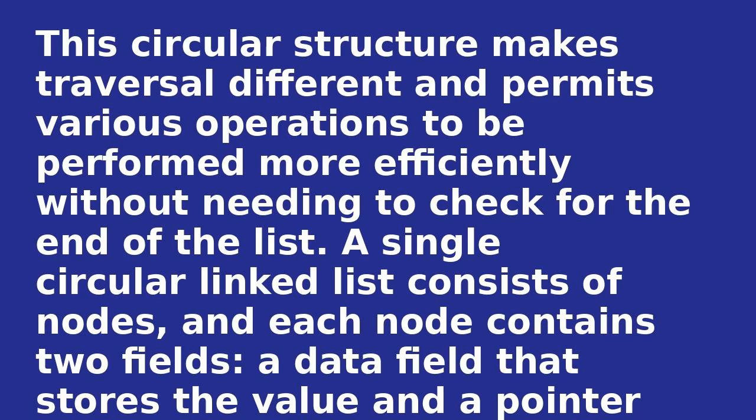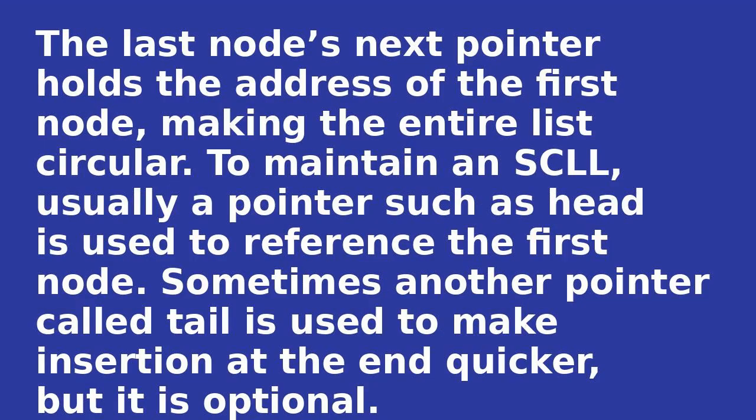A single circular linked list consists of nodes, and each node contains two fields: a data field that stores the value and a pointer field that stores the address of the next node in the sequence. The last node's next pointer holds the address of the first node, making the entire list circular. To maintain an SCLL, usually a pointer such as head is used to reference the first node. Sometimes another pointer called tail is used to make insertion at the end quicker, but it is optional.